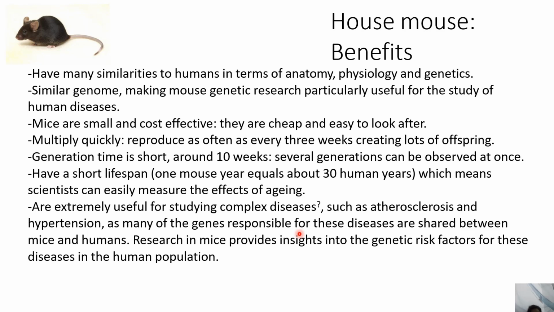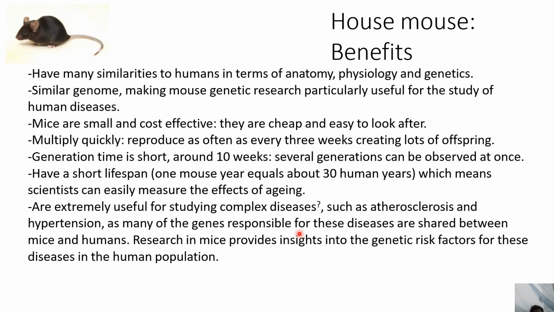They are small and cost effective. They are cheap and easy to look after. They multiply quickly, reproducing as often as every 3 weeks, creating lots of offspring. Generation time is short, around 10 weeks. Several generations can be observed at once. They have a short lifespan. One mouse year equals about 30 human years, which means scientists can easily measure the effects of aging.